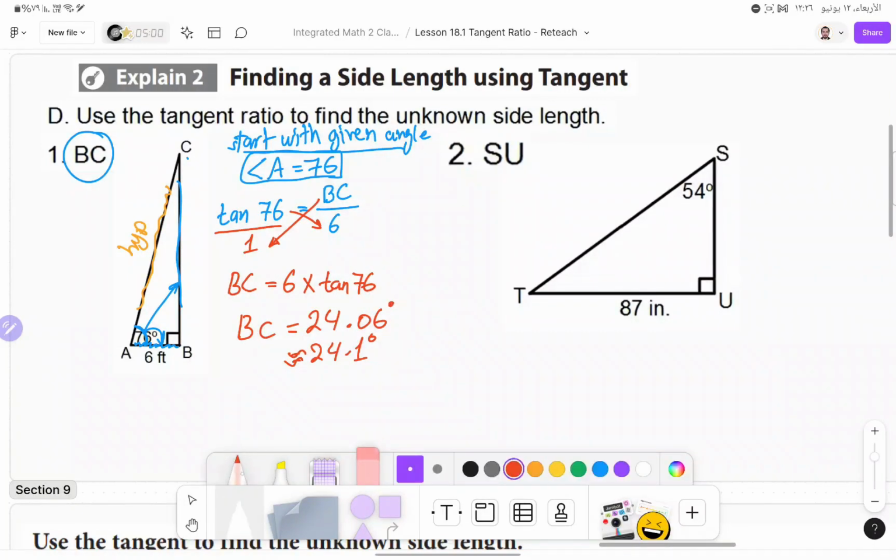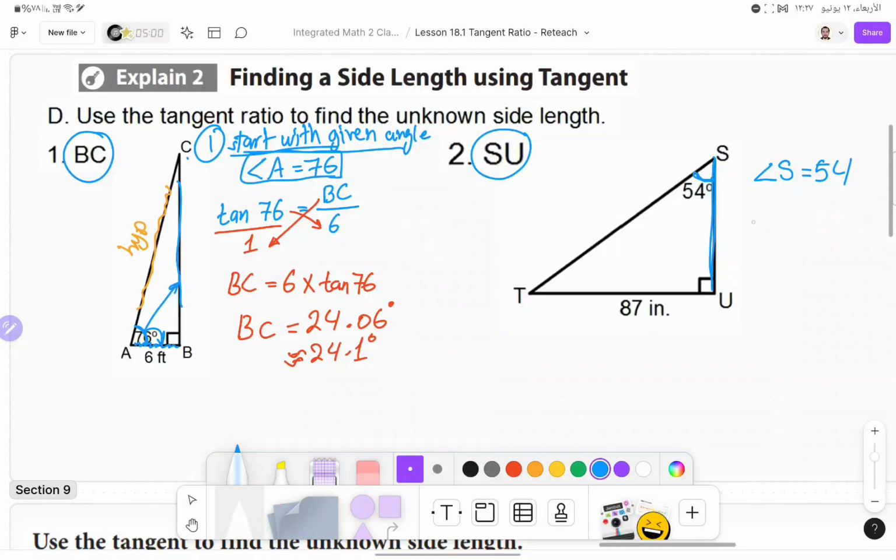Now the second question here. Let's find the missing side. The missing side is SU, so just put a line on SU. This is the side that I need to find. Now always start with what? Start with the given angle. What angle here is given? Angle S. Angle S is given what? 54. So this side here is equal 54.